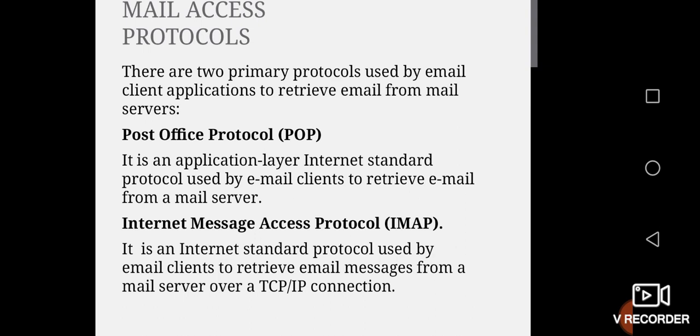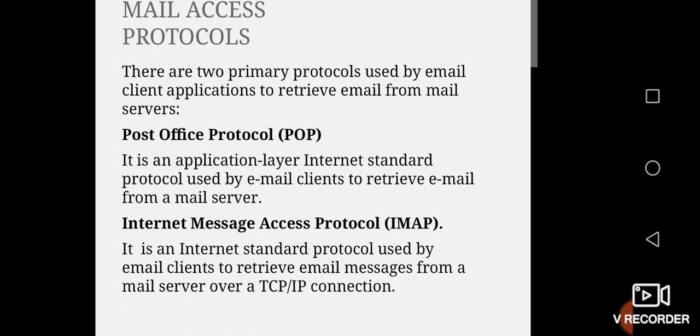Next, mail access protocols. There are two primary protocols for mail access, that is POP and IMAP. POP stands for Post Office Protocol. It is an application layer internet standard protocol used by email clients to retrieve email from the server. IMAP is mainly used, that is Internet Message Access Protocol. It is an internet standard protocol used by email clients to retrieve email messages from the mail server over a TCP/IP connection.